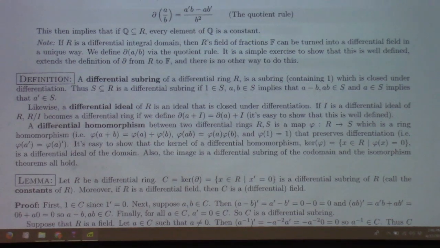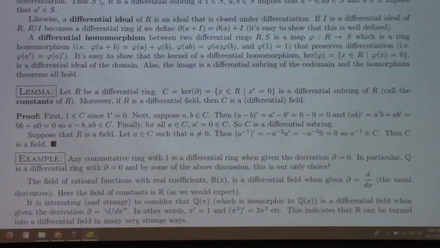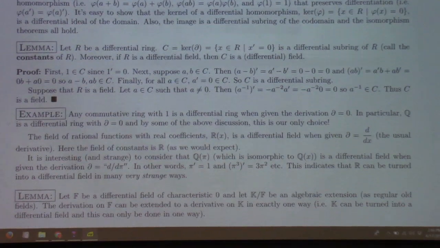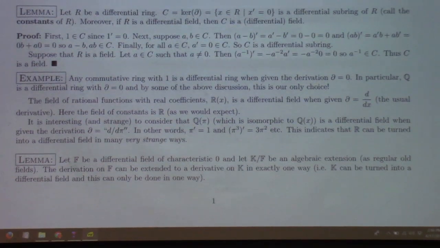So Bill does have a proof here, and if you look at them, they're not that hard to follow. We probably can understand the proof of the lemma. Let's look at it. 1 is in the constants because the derivative of 1 is 0. If we pick a and b in the constants, then the derivative of the difference is the difference of the derivatives, which is 0. And by the product rule, the product is this, but again, a prime and b prime are 0, so that's 0. So the difference and the product are again in the constants.